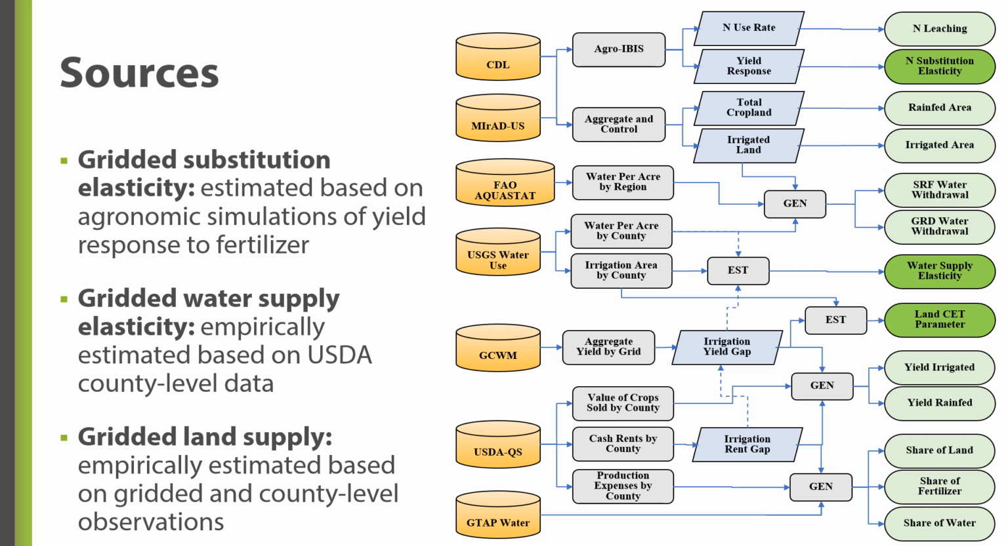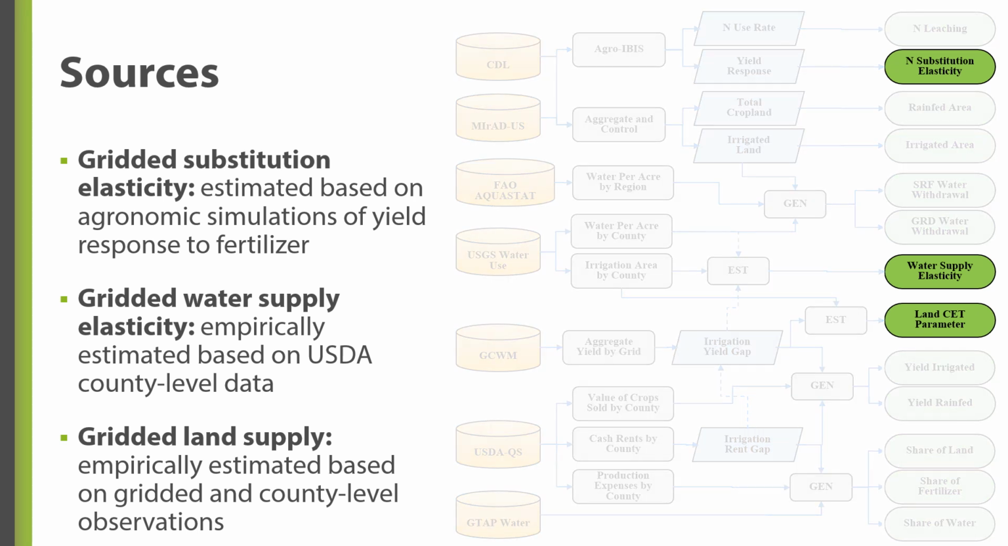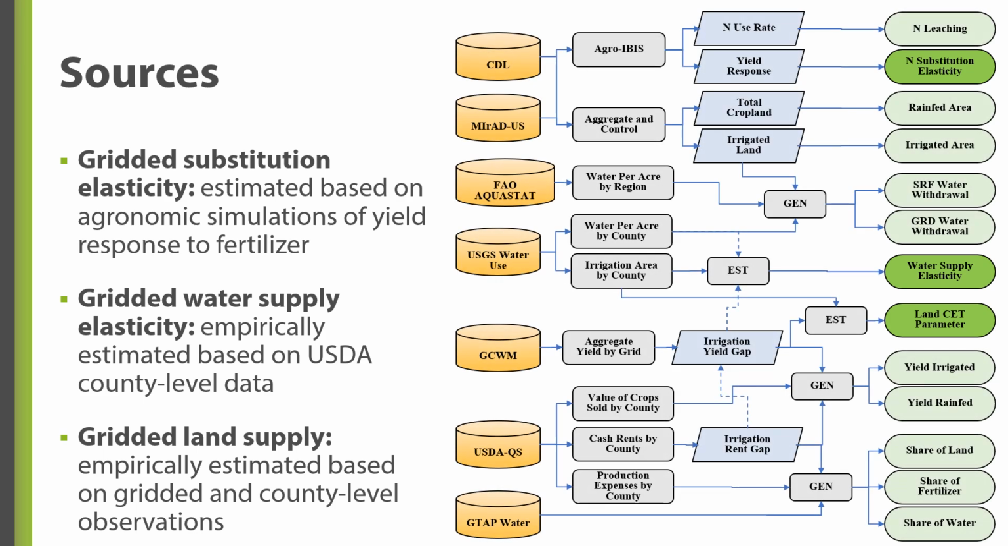The flowchart you see on this slide shows the sources of data and parameters for the SIMPLE-G US model. The green highlighted boxes are key parameters in this model that do not change during the simulations. The gridded substitution elasticity parameters pertaining to nitrogen and water use have been estimated based on agronomic simulations. The water supply elasticity parameters are empirically estimated based on USDA county-level data and the estimated value of water. Finally, gridded land supply parameters are empirically estimated based on gridded satellite data and county-level observations.